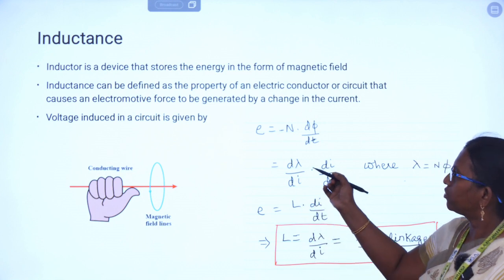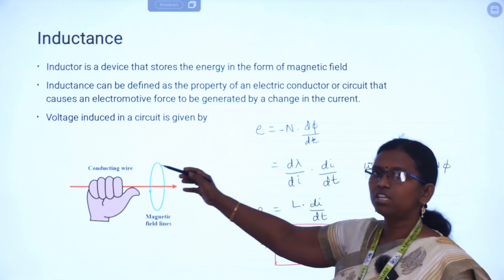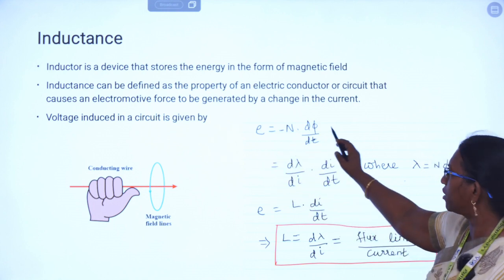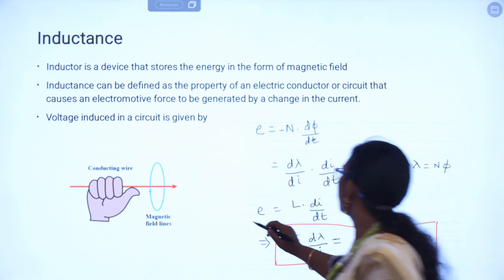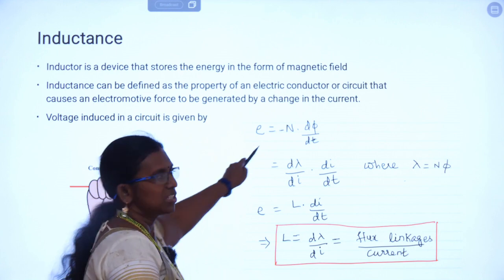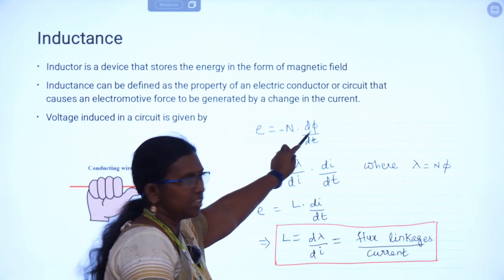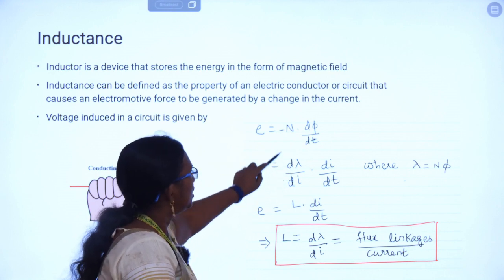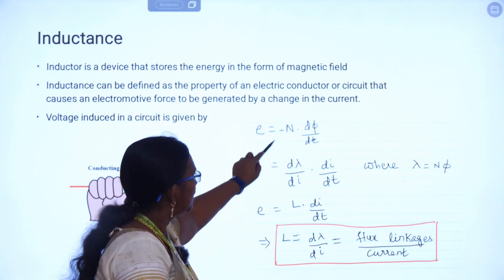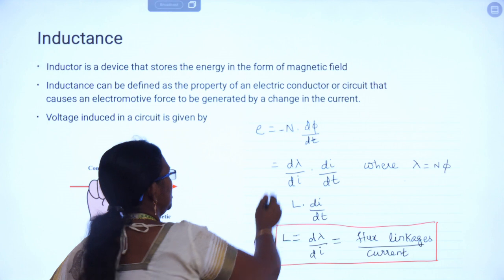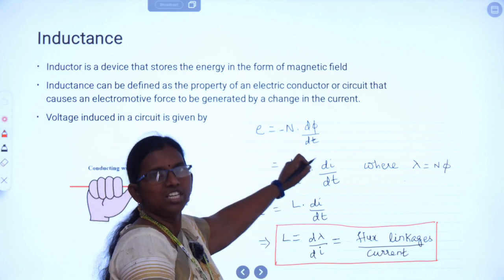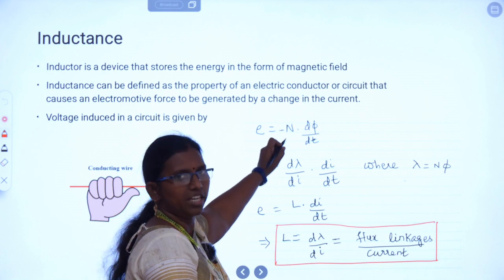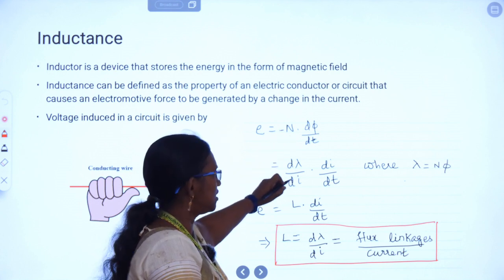This electromotive force is nothing but the voltage induced in the circuit, which can be given by E is equal to minus N d phi by dt. Here N is the number of turns and d phi by dt is the rate of change of flux. Here I have omitted the negative part of this equation, since we are going to concentrate only on the magnitude part.